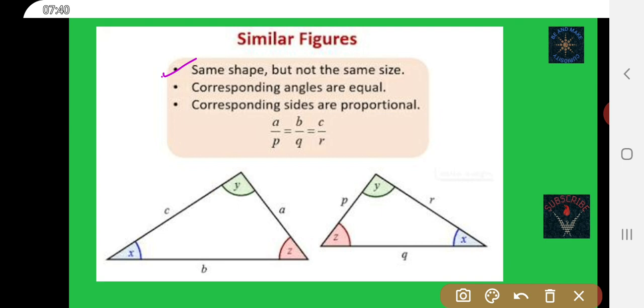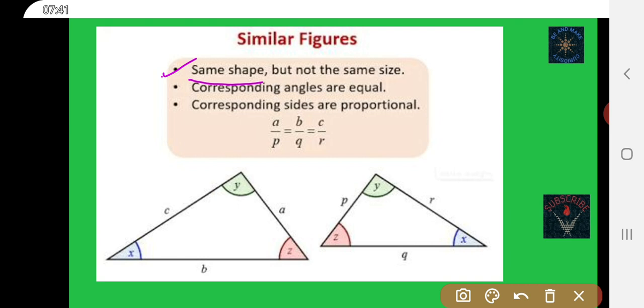Between two similar figures, shape must be same. So, same shape, but not the same size. That means if they have same shape, they are similar here, but not necessarily their size are equal. Okay, so their size may be different, but shape must be same.